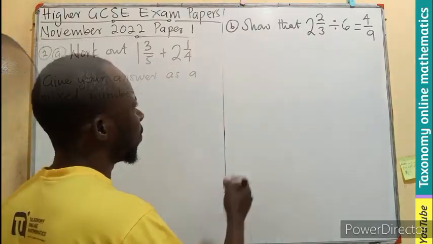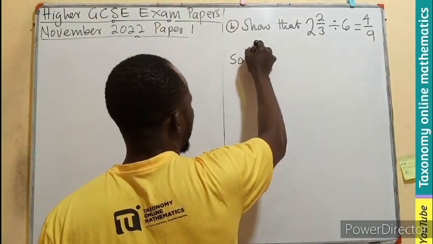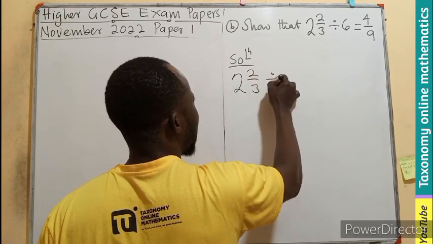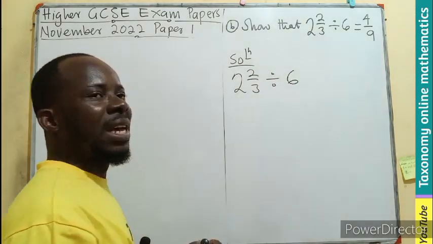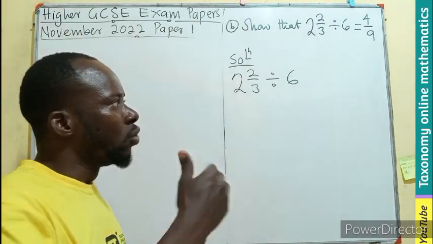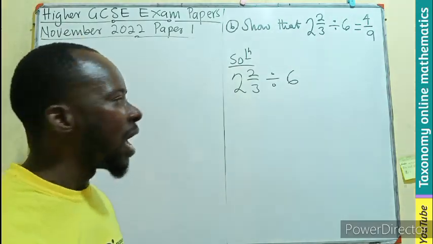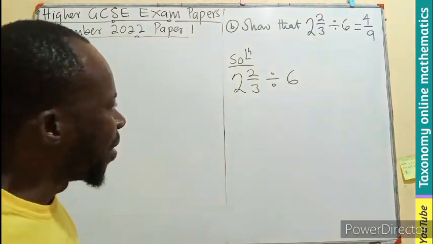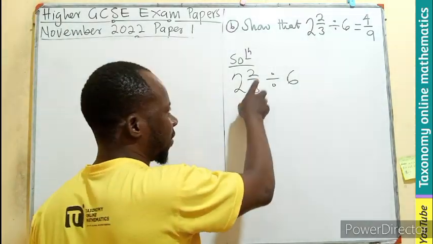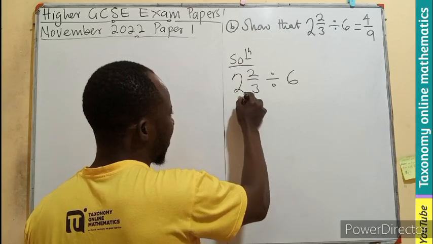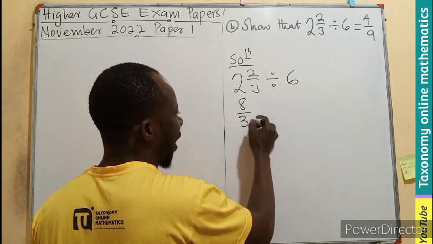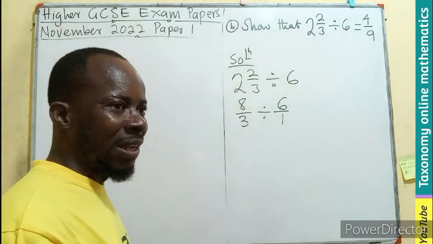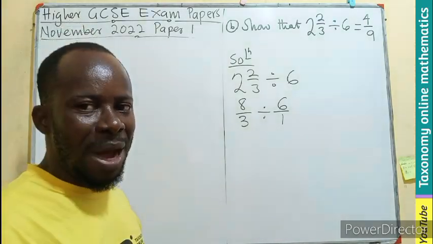For the B part, if we are to do this 2 whole number 2 on 3 divided by 6, let's pick the left hand side and solve to make it become the right hand side, which we are asked to show. So now we still have to convert this into an improper fraction. 3 times 2 is 6, plus 2 will be 8, still divided by the denominator, 3, divided by 6 over 1. Don't forget 6 is also a fraction, 6 divided by 1.